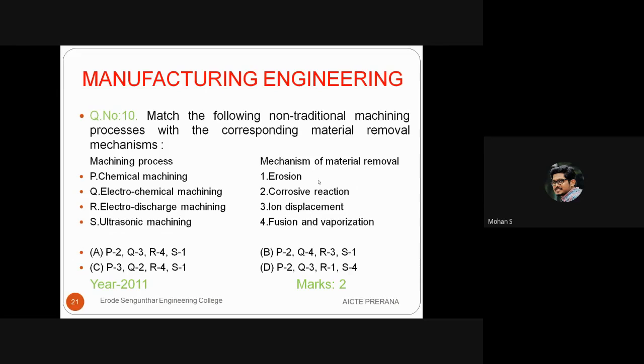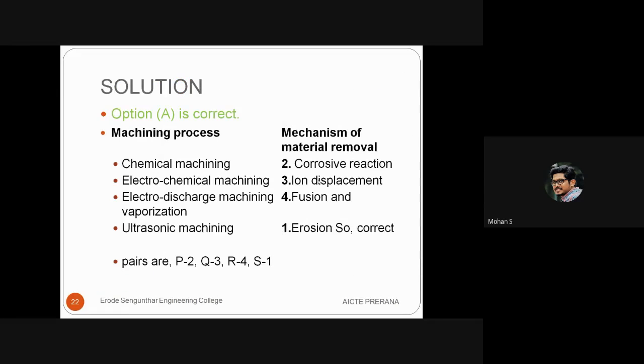Let us check the answer now. So option A is the answer. Option A indicates the left hand side is your machining process and the right hand side is your metal removal process. For chemical machining, it is corrosive reaction. We have already seen ion displacement in the case of electrochemical machining, ECM. We have already seen it in one question.